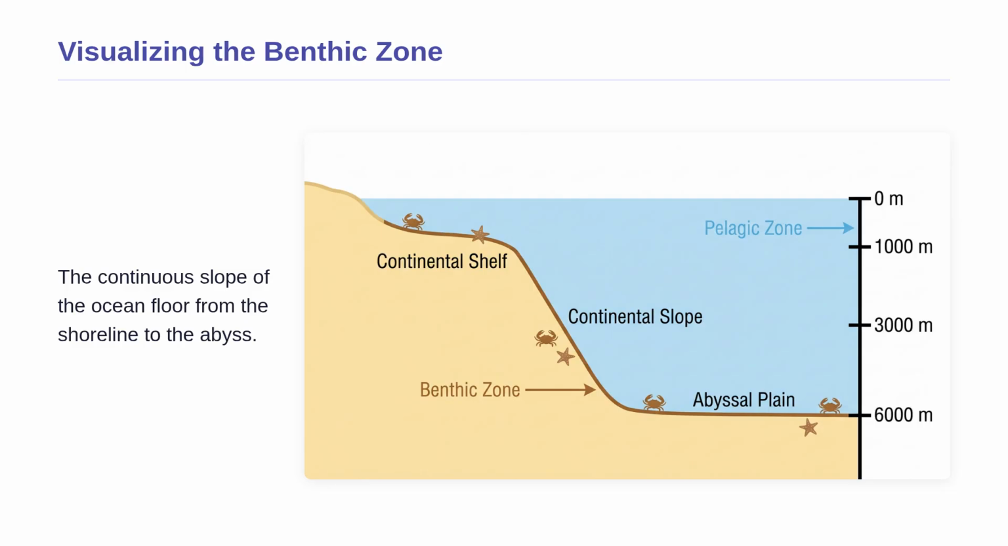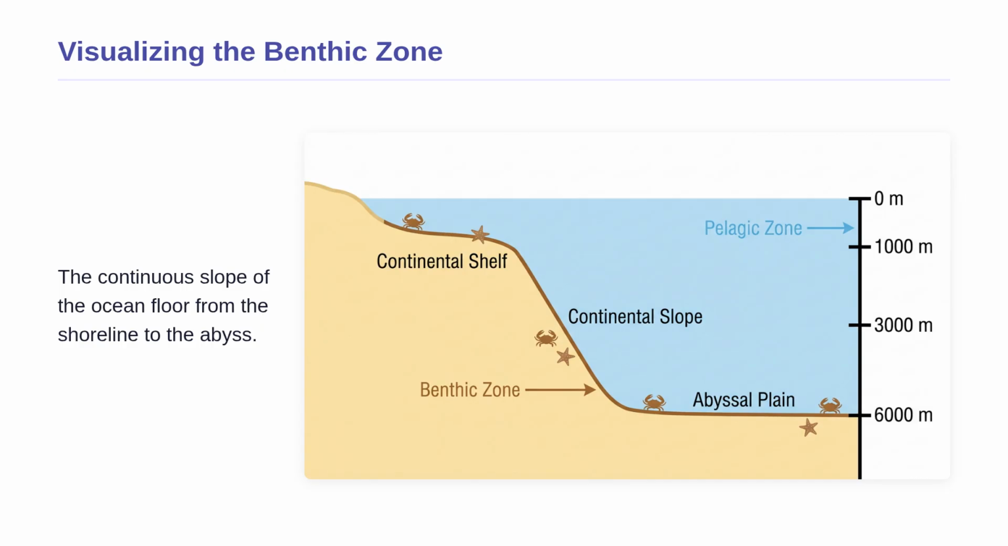To truly grasp the scale of what we have discussed, let us look at this cross-section of the ocean. This diagram beautifully illustrates how the benthic zone forms the continuous foundational floor of the marine environment. Starting on the left at the shoreline, you can see the shallow continental shelf. As we move deeper, the floor drops sharply at the continental slope, eventually flattening out into the vast abyssal plain at depths of 3,000 to 6,000 meters.